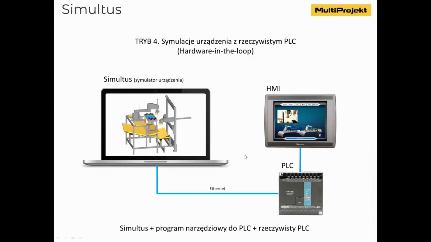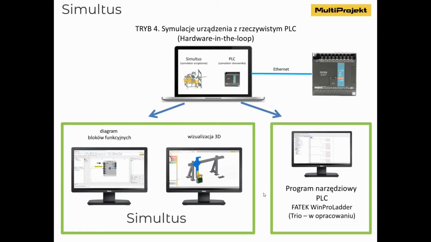The fourth of the basic modes is commonly known as hardware-in-the-loop. In this mode, we run only the device simulation in Simultus, while the device control program is installed on a real PLC. The computer and the PLC are connected with each other via Ethernet. As in the previous mode, the behavior of the device is determined by the program from the diagram on the Sim tab. This mode can be also combined with the second mode.